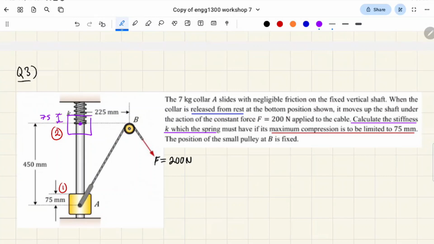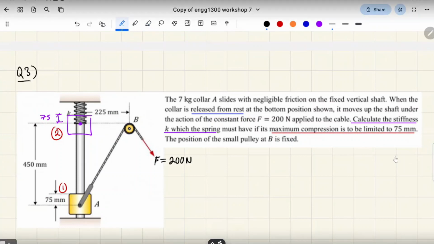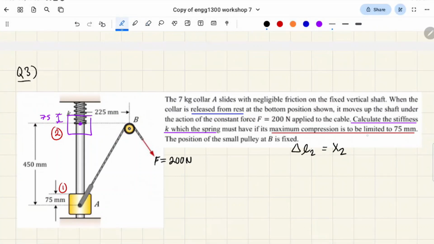Okay, let's talk about this part a bit more for a second, based on what I told you earlier. Pretty much x2, or change in length, sorry, the deformation at state 2 of the spring, right? Think of it like this.